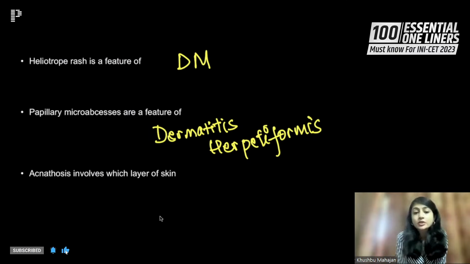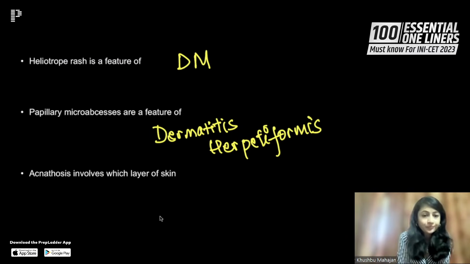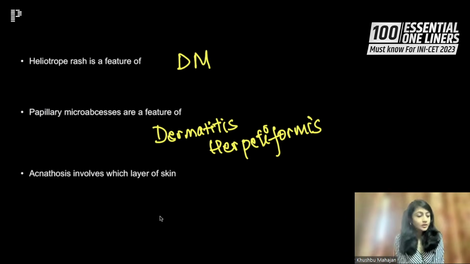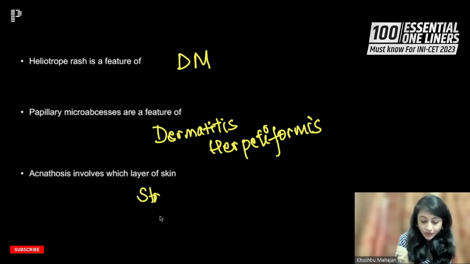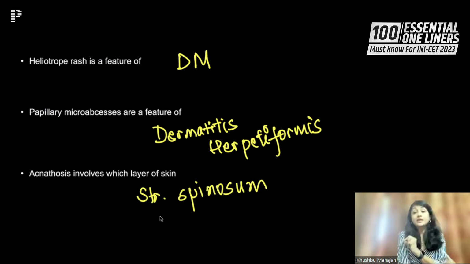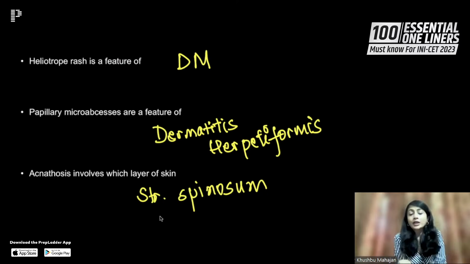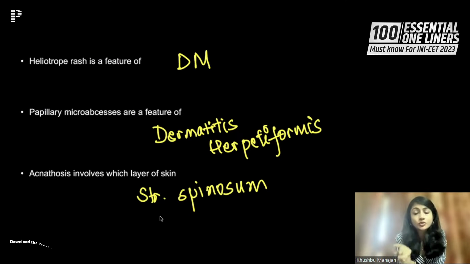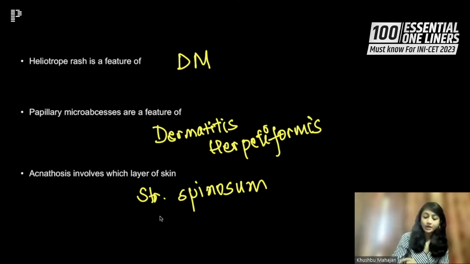Next question. Acanthosis involves which layer of the skin? So which layer of the epidermis specifically? Acanthosis involves stratum spinosum, and it is usually seen in eczemas, right? So acanthosis is stratum spinosum. Don't confuse it with acantholysis that you see in vesiculobullous disorders. Acanthosis is increased thickness of stratum spinosum.